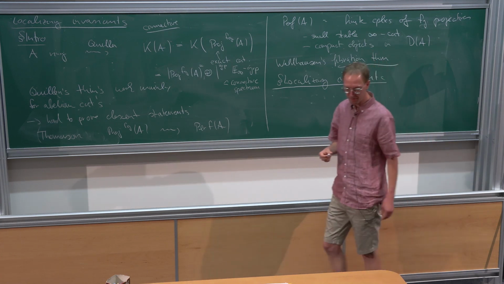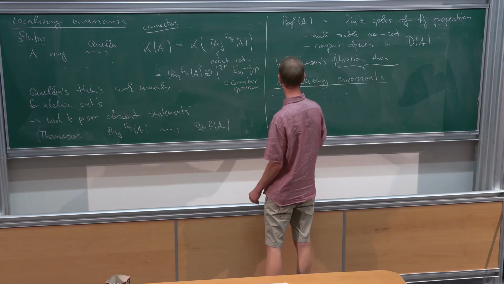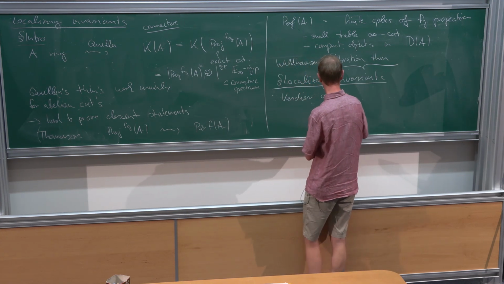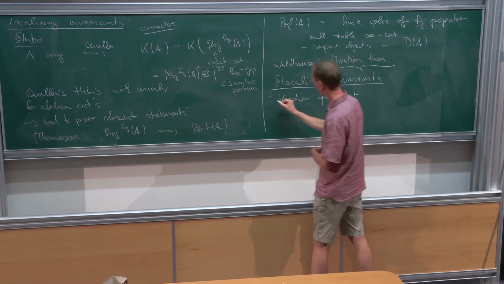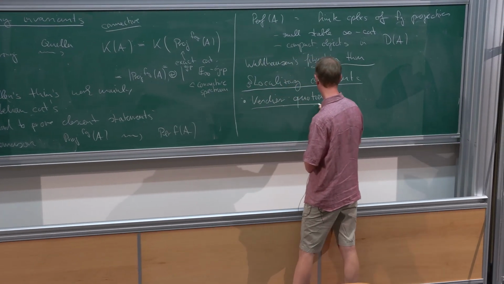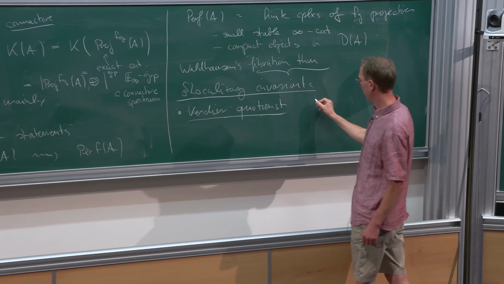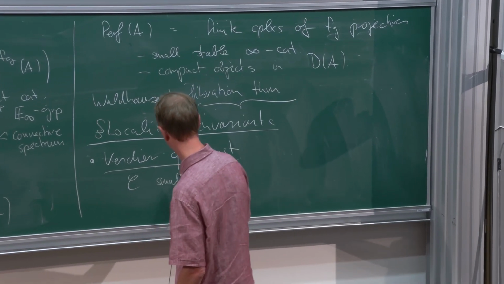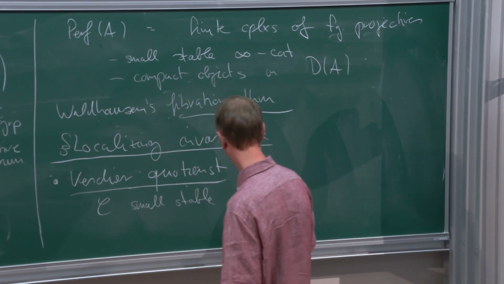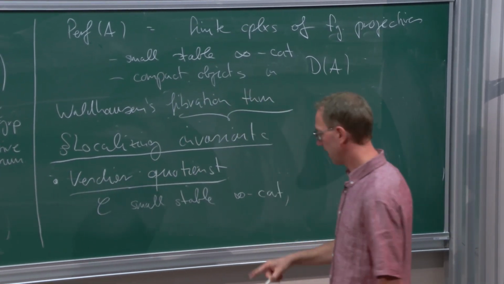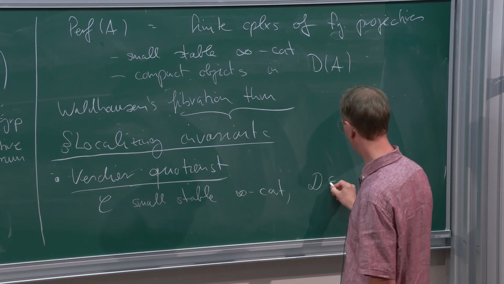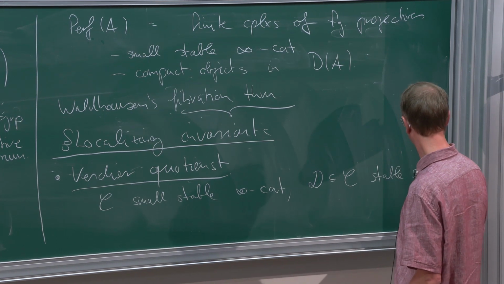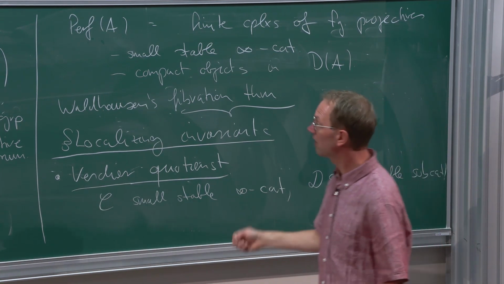So now let me make this a bit more precise. I need some technical preliminaries on Verdier quotients. First of all, the setting is we have a small stable infinity category C. And then we look at some subcategory D. It's also a stable subcategory. And then we can define the Verdier quotient.